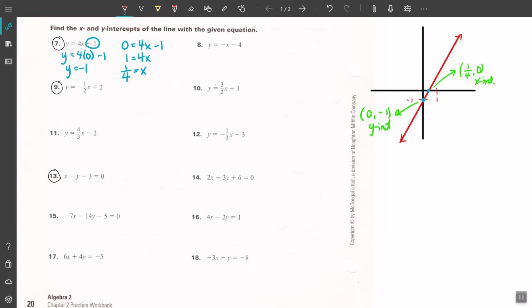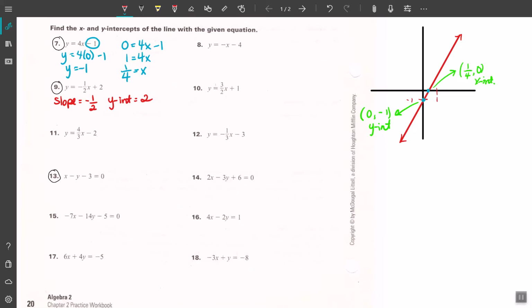Moving on to number 9, we can see already that it's in y equals mx plus b form. We can calculate then our slope as that coefficient on x, which is -1/2, and our y-intercept as +2.